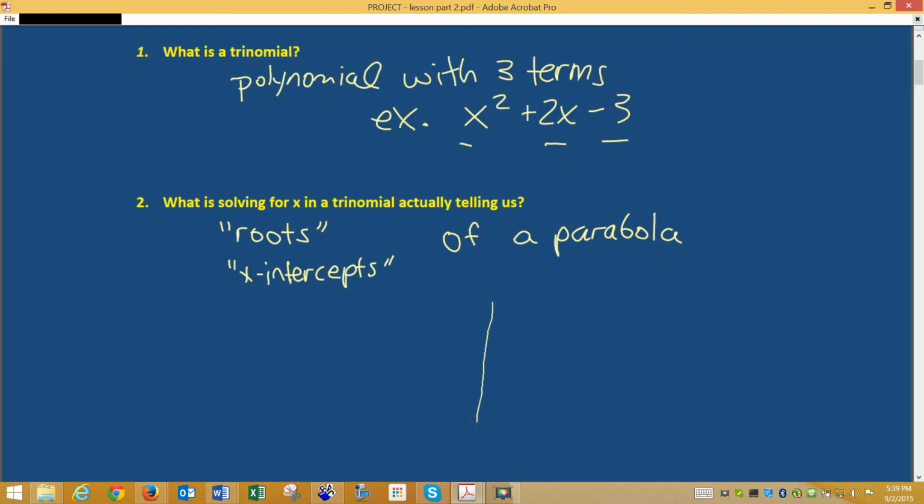So what that means on a graph, say that we determine that x equals -1 and 3. So -1 would be there, 3 would be there. That means that that is where the parabola crosses the x-axis. And that's why saying solving for x is the same thing as giving us the roots or the x-intercepts.